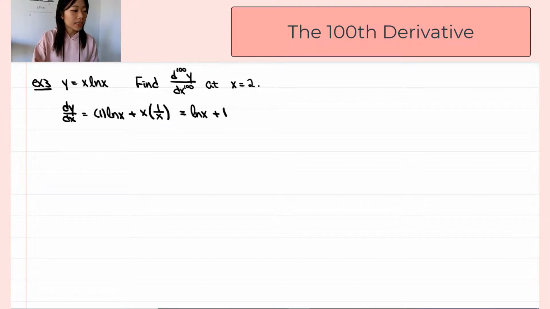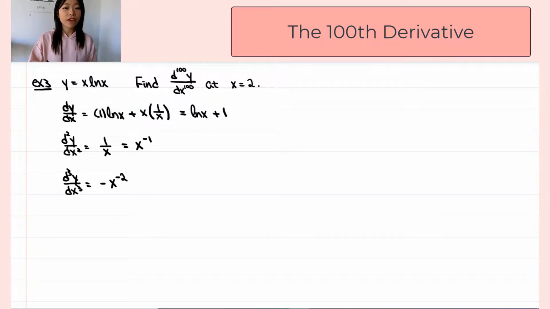Now let's write down the second derivative. So we take the derivative of the first derivative. We get 1 over x plus 0. Then the third derivative will be the derivative of 1 over x. 1 over x is the same thing as x to the power of negative 1. So its derivative would be negative x to the power of negative 2.